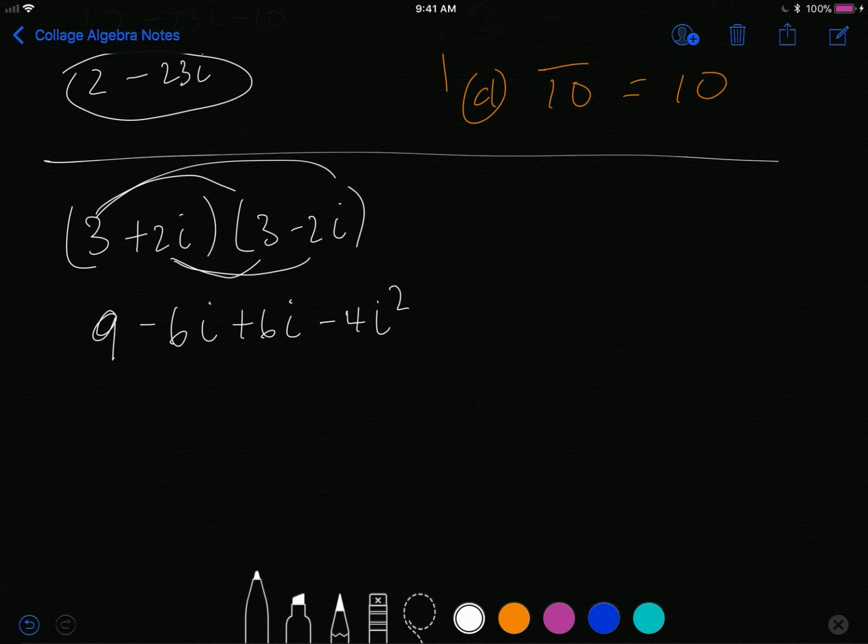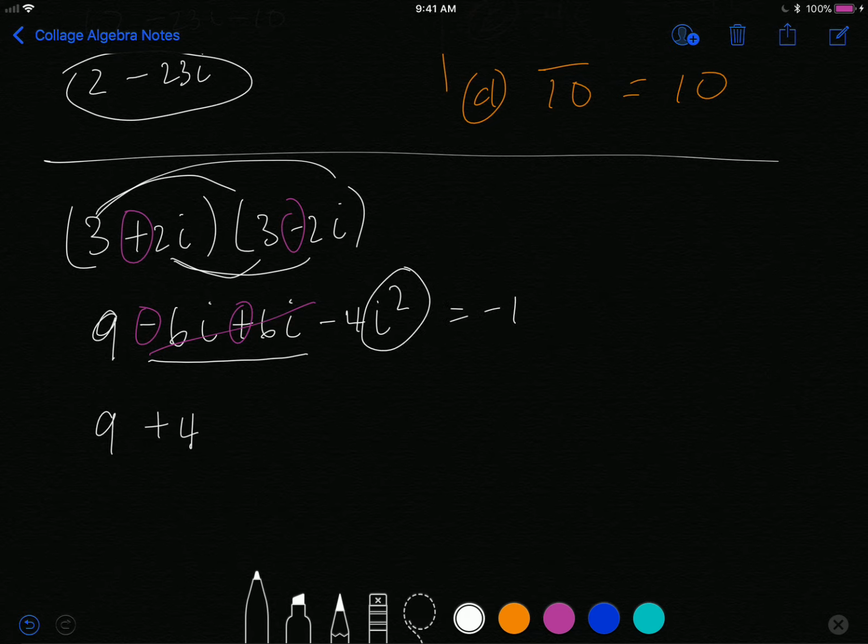When I'm simplifying, these two will cancel out, and that is a direct result of the signs being opposite. The opposite sign makes these two signs opposite, and so these two will always cancel out. And so that will leave me with 9 plus 4, because as we all know, i squared is equal to negative 1. And 9 plus 4 is 13.